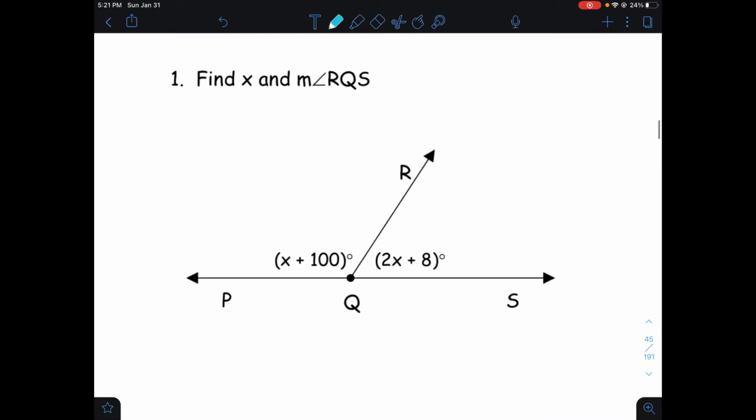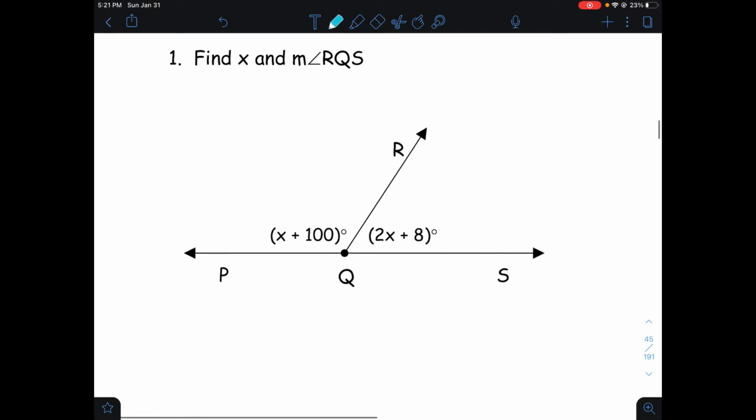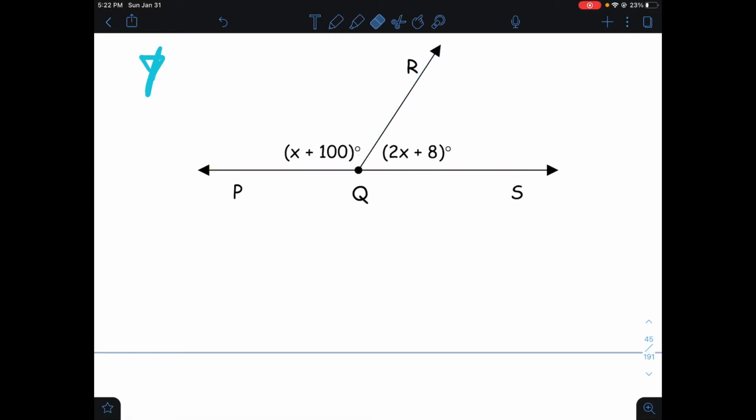For the first one, it says find x and angle RQS. They want you to solve for x here. So I want you to think, we've got these two angles here, and they make a straight line. Try to set up an equation and solve for x. Since they make a straight angle, they're going to add up to 180. The measure of this entire angle is 180.